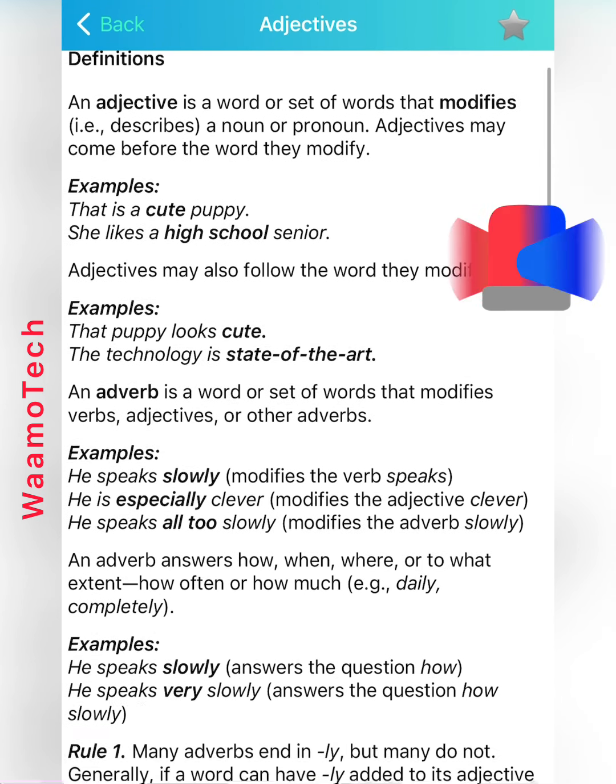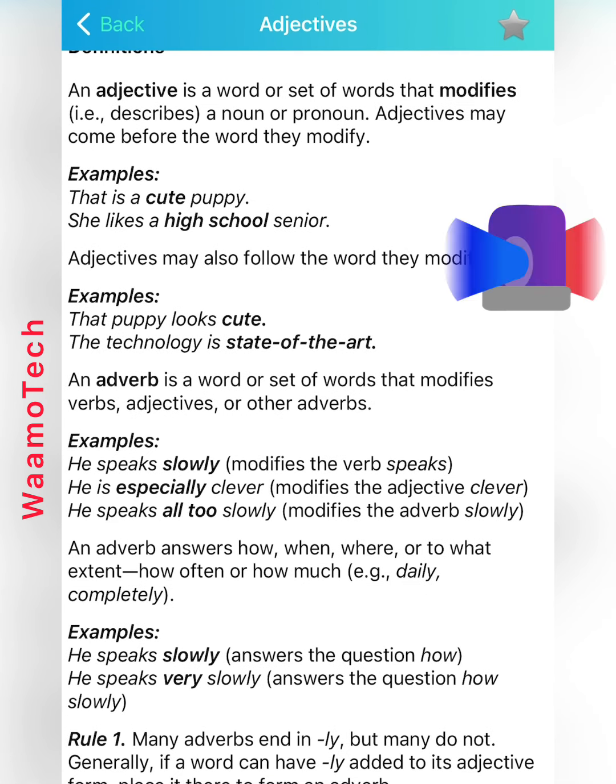So let's look at a couple of examples here. He speaks slowly. So the word bolded here, slowly, is the adverb. And what does that slowly modify?